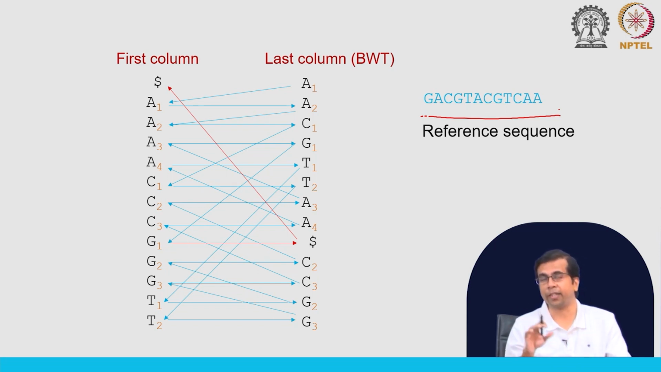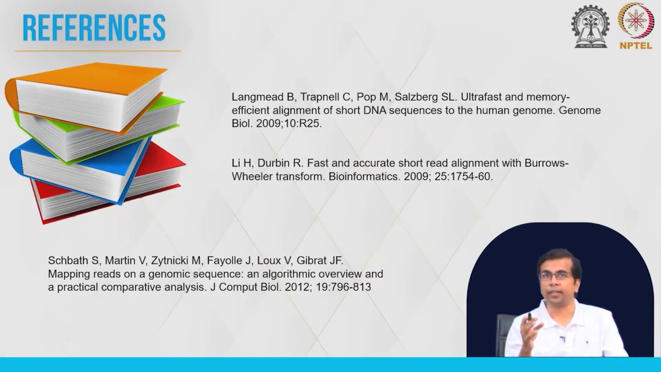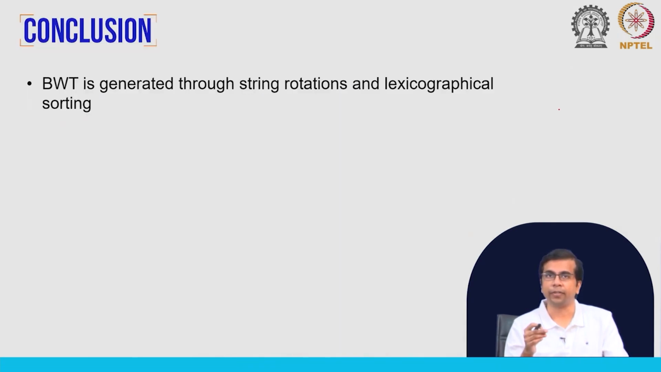So, we will see how we can utilize this information and the last-first mapping property to map reads in the next class. We will utilize this BWT information and LF mapping to map reads to the reference sequence. These are the references that we have used.